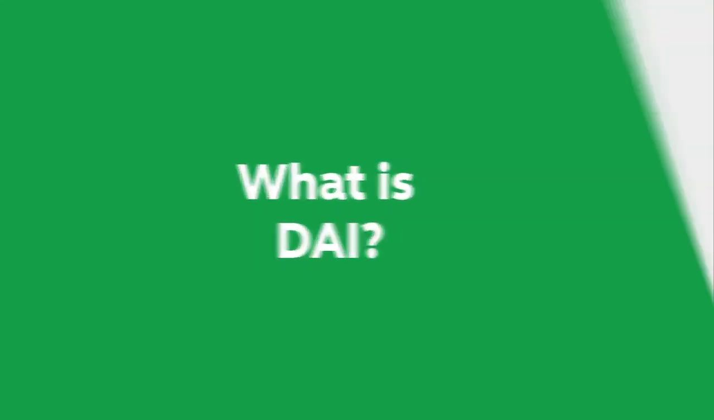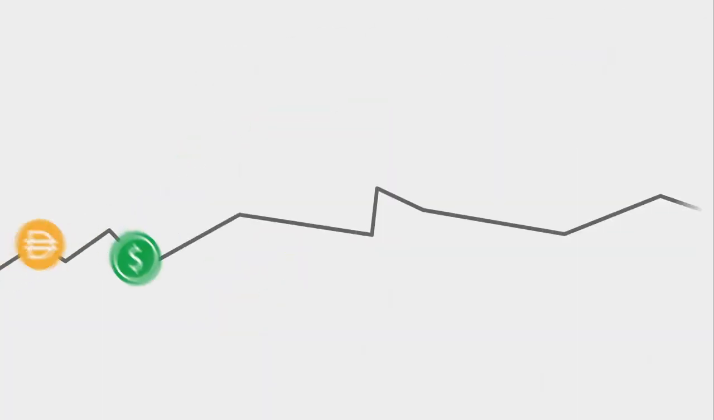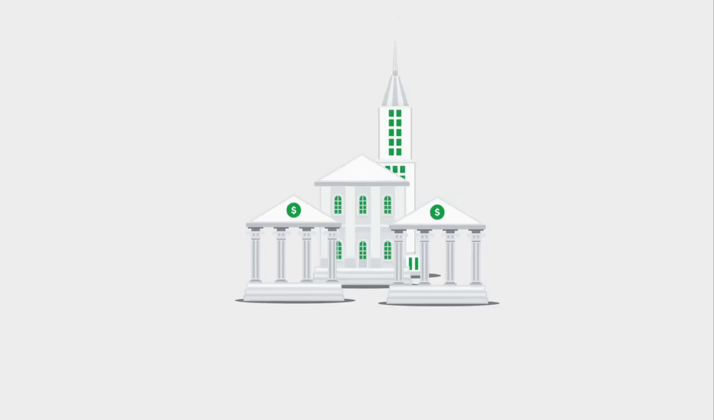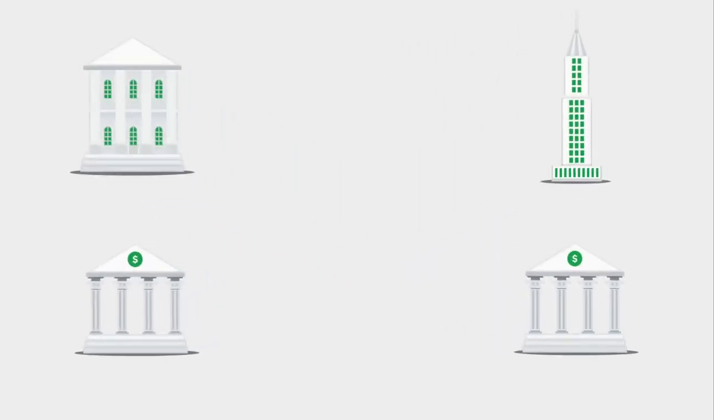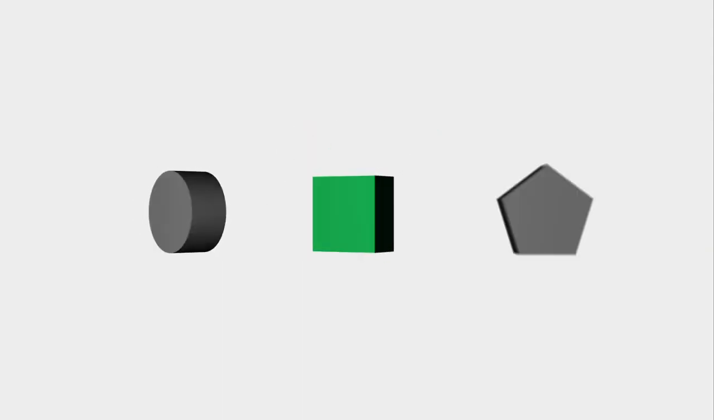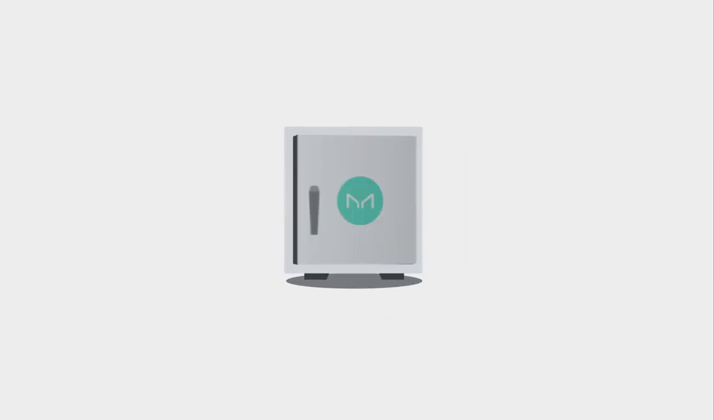What is DAI? DAI is an Ethereum-based stablecoin designed to match the value of the US dollar. It is managed by the Maker Protocol and the Maker DAO decentralized organization. While most stablecoins are backed by fiat currencies, DAI is backed by a mix of cryptocurrencies that function as collateral assets and which are deposited into Maker Protocol's vaults.